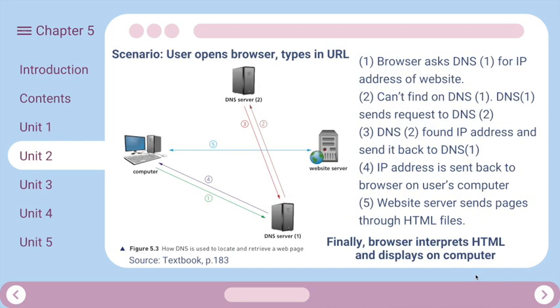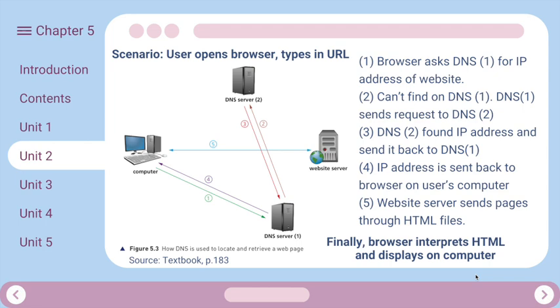Take a scenario for example. In this scenario, the IP address is on the second DNS server, and the user opens the browser and types in the URL. The whole process of how DNS is used to locate and retrieve a web page can be done in 5 steps. First, the browser asks DNS server 1 for the IP address of the website. Second, since we assume that the IP address is on DNS server 2, DNS server 1 can't find the URL in its database, so it sends out a request to DNS server 2.